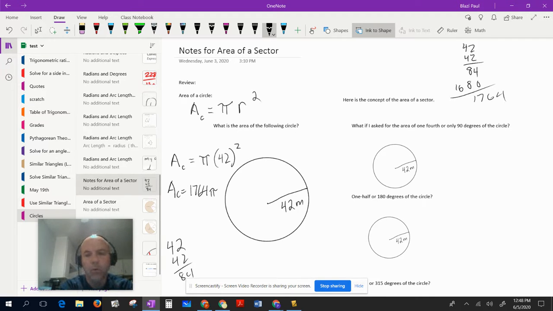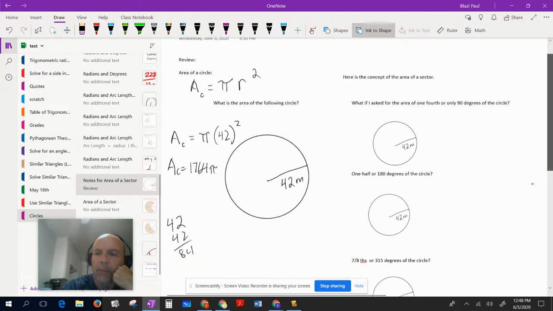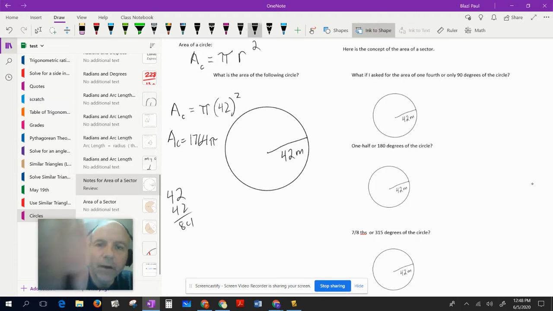Okay, so that's of the whole circle. Now, what is a sector? A sector is just a portion of a circle. Let me get rid of this. So I'm going to ask you a couple questions here. Check this out. What if I asked for the area of 1/4 of a circle?